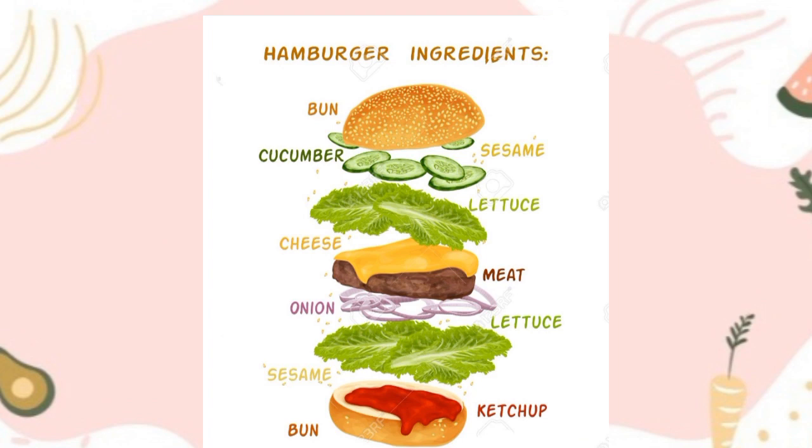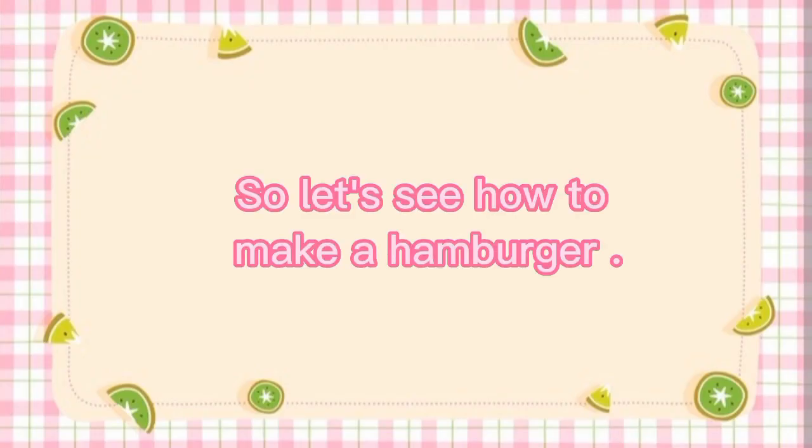Hamburger ingredients: pan, cucumber, sesame, lettuce, cheese, meat, onion, lettuce, sesame, ketchup, pan. So let's see how to make a hamburger.